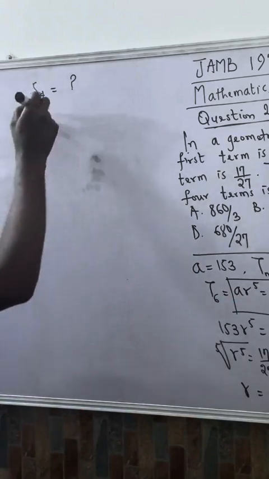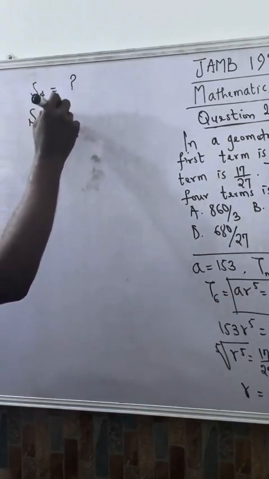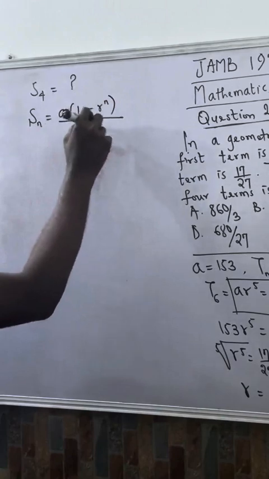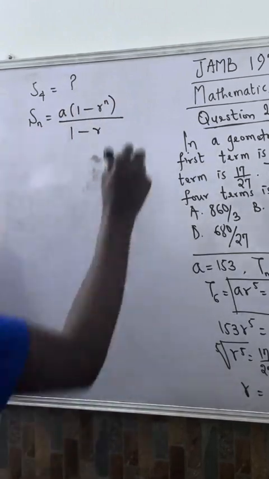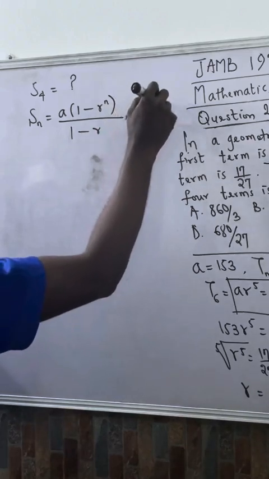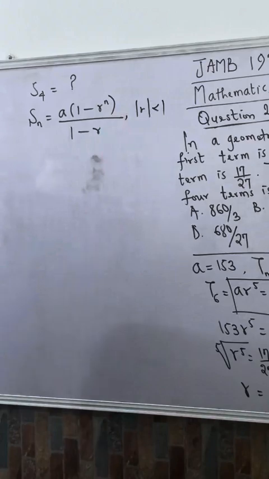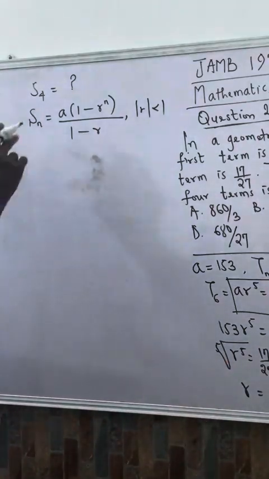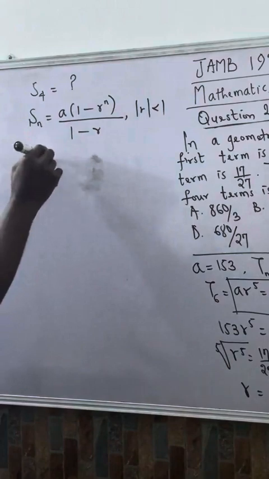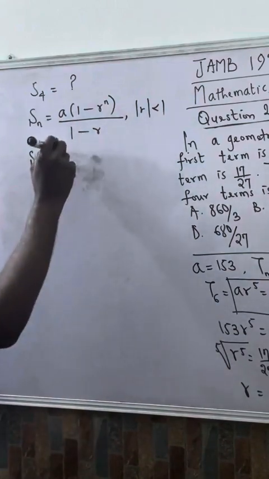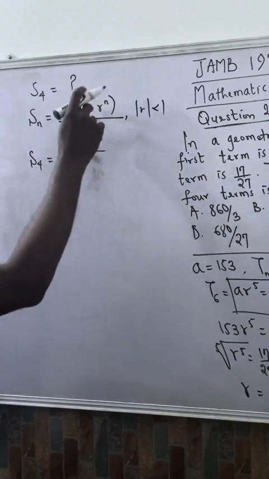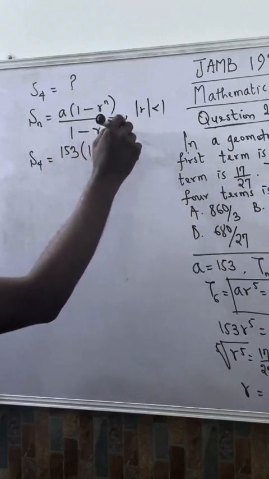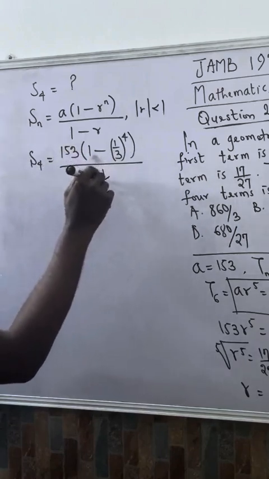So the one that we need now is this. S sub n equal to A bracket 1 minus R raised to n all over 1 minus R. So this is the formula that we need. We use this when the absolute value of R is less than 1. And the common ratio is 1 over 3. So that's the best. Now, S sub 4 will now be A, which is 153 from the question, bracket 1 minus R, which is 1 all over 3, and that will be raised to the power of 4, all divided by 1 minus 1 over 3.